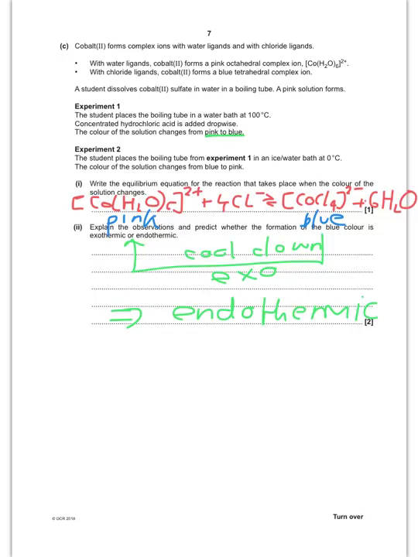Okay, and then it asks you to explain the observations for experiment 2. So it tells you that you cool it down, and the reaction changes in colour from blue to pink. So as you'll know from Le Chatelier's principle, if you cool a reaction down, the equilibrium will shift in the exothermic direction, which is what I've shown here. And therefore the forward reaction, which is that one, must be endothermic, because the reverse is exothermic.